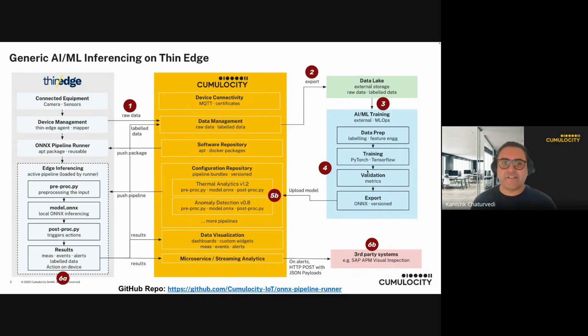Now look at the right-hand side. This is where the AI and machine learning training happens. This part is usually outside Cumulocity, so data scientists can use their own preferred tools like PyTorch, TensorFlow, scikit-learn, and so on. We do not own or touch this part. They can simply train their models, and in the end they can export them. Here is an important part: they can export the model in a format called ONNX. In case you don't know, ONNX is an open standard for machine learning models.